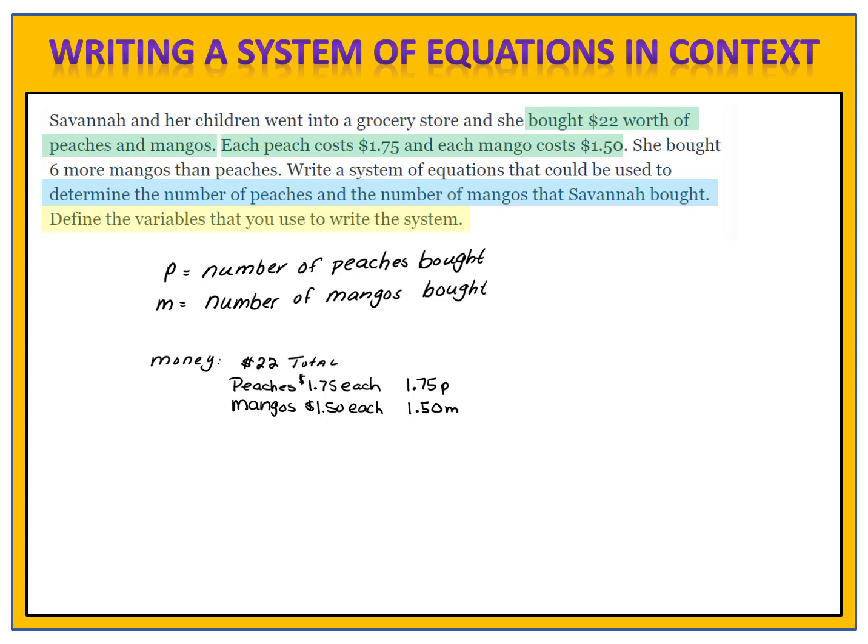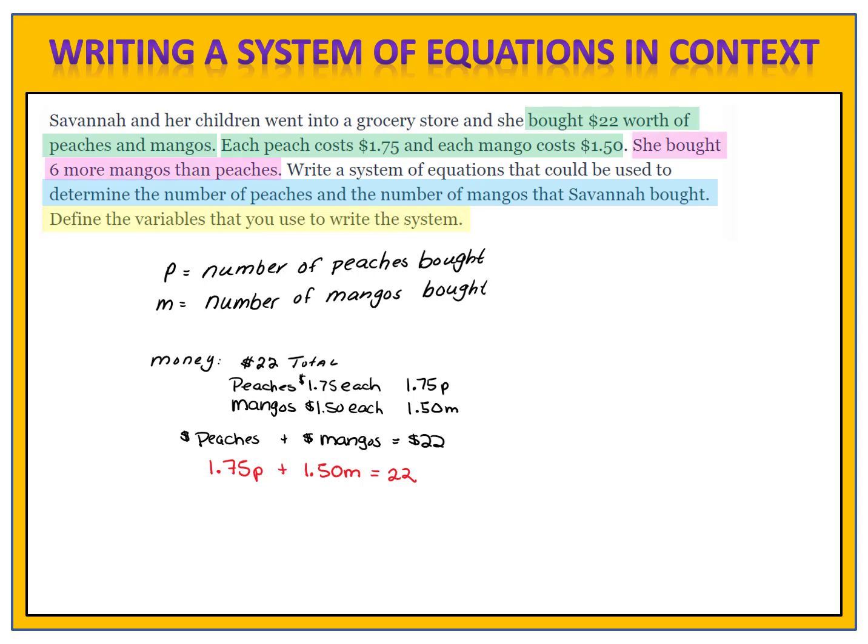$1.50 for each mango means she spent $1.50 times however many mangoes she bought. That will give you the total amount of money she spent on the mangoes. The money from the peaches and the money from the mangoes all together adds up to $22. So 1.75p, which is the money she spent on peaches, plus $1.50 times m, which is the money she spent on mangoes, equals $22. I now have my first equation.